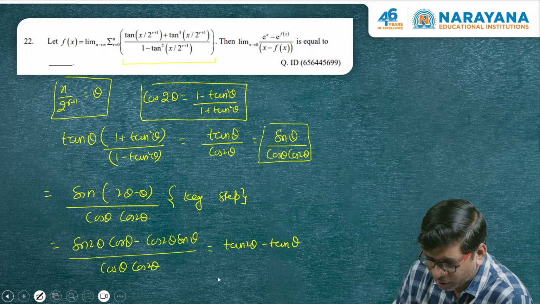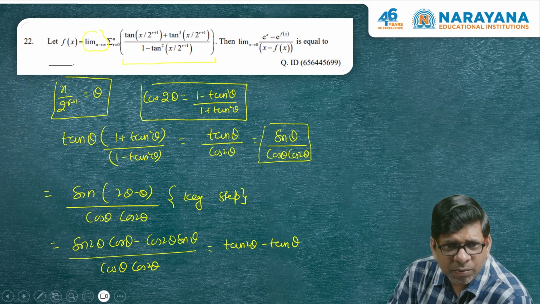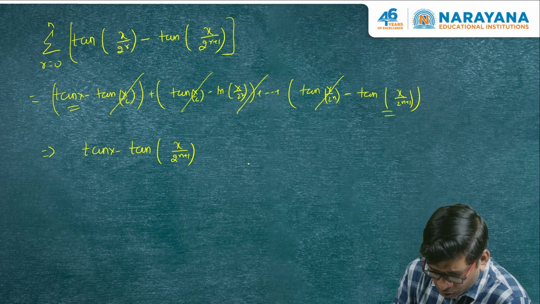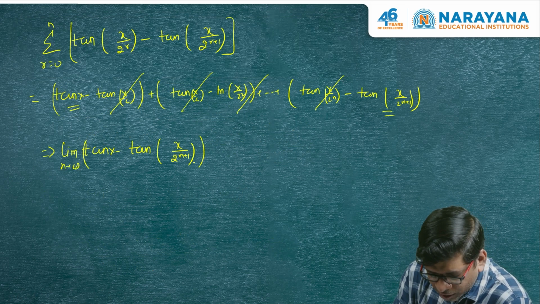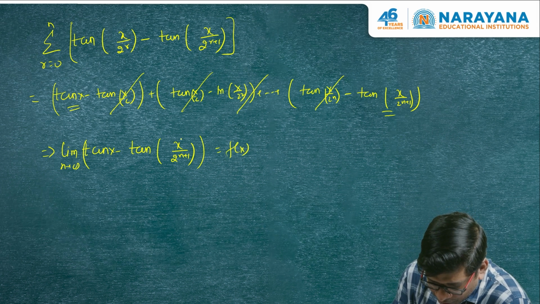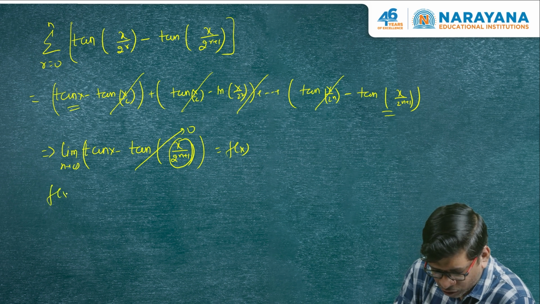Now what did they say for the summation? Apply the limit n tends to infinity, and that is f x. So if you apply the limit n tends to infinity for this, the summation will be f of x. When n tends to infinity, this term will approach 0. Tan 0 is 0. So we get f x equals tan x.